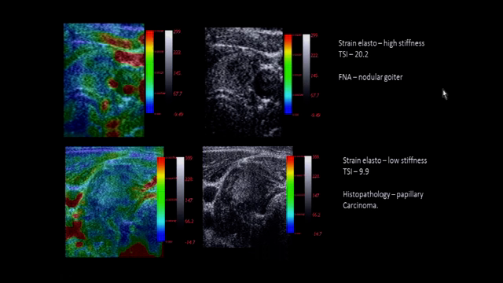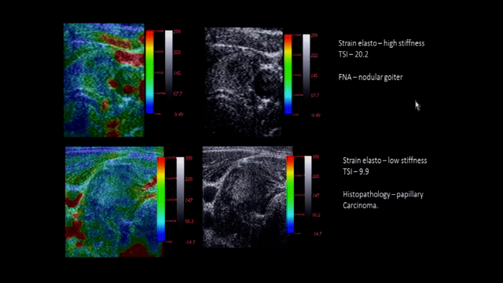So here are some examples. This is a patient who has a strain elastography performed. The lesion here is solid. You can see the lesion with a color overlay image. The TSI in this particular case was 20.2. This turned out to be a nodular goiter. This particular lesion, a large lesion, very irregular, but the TSI and the color map show that it's lower stiffness, TSI of 9.9, and it still turned out to be a papillary carcinoma.